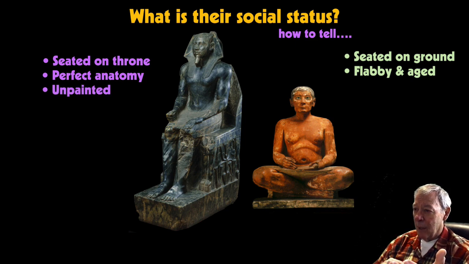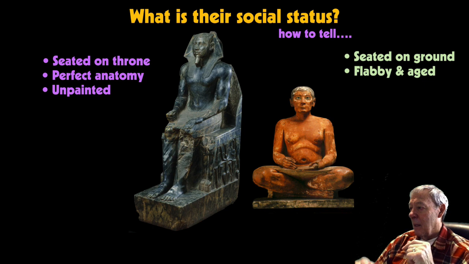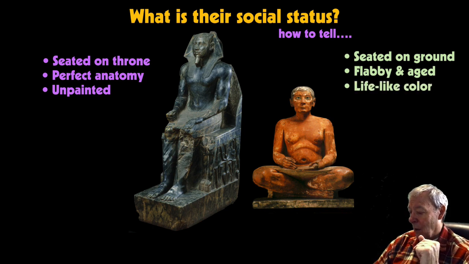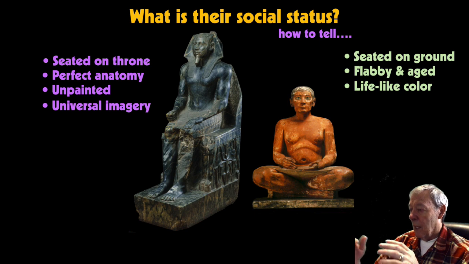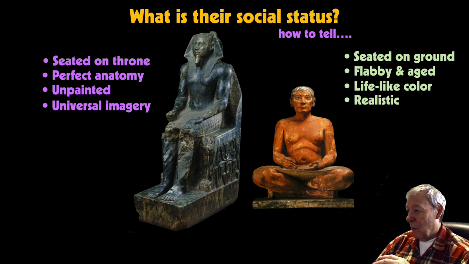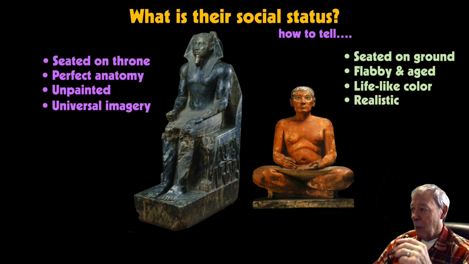Unpainted for the fellow on the left. Lifelike color for the fellow on the right. And then finally, universal imagery, the idealized form on the left, and realistic imagery on the right. So what does each of those imply?